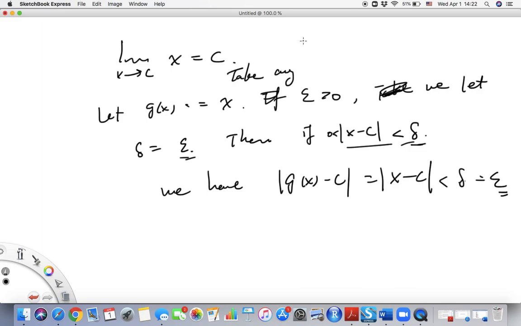Okay, so both of these two examples are rather trivial. So next, let me show you a slightly more complicated example. The limit as x goes to c of x squared is equal to c squared. Okay, so how do we show that? Use the definition. So we can let h of x equal x squared.